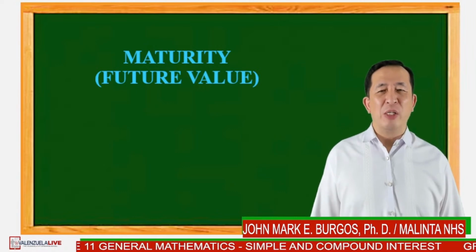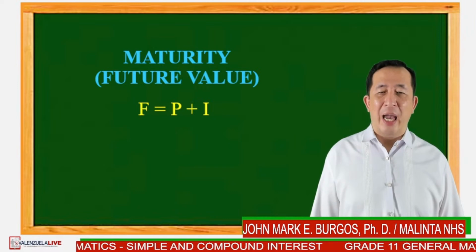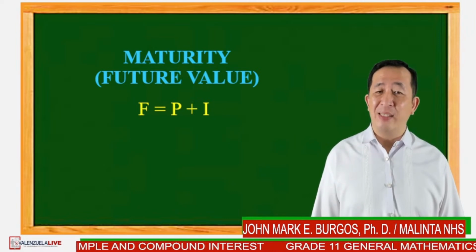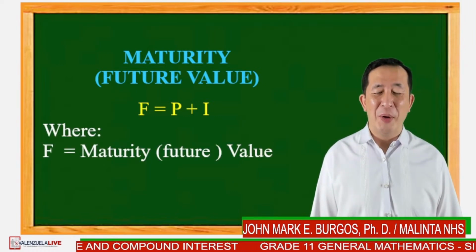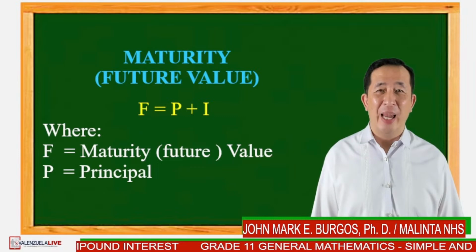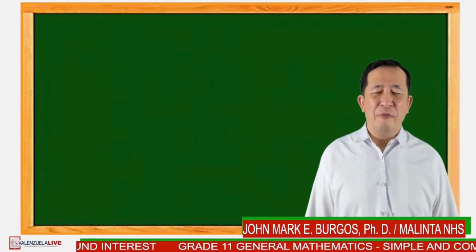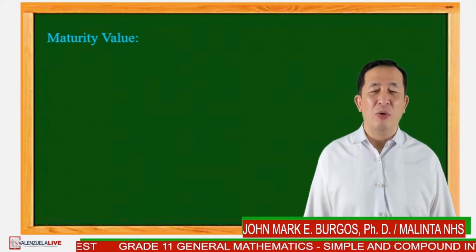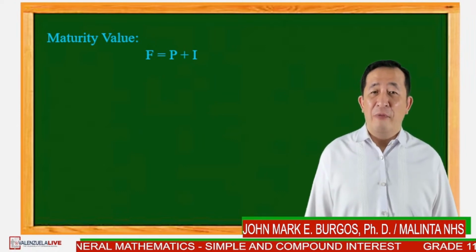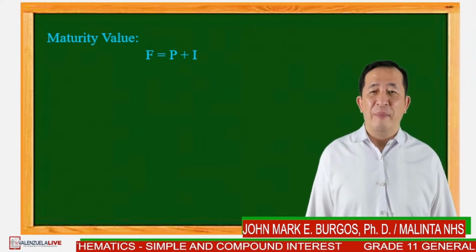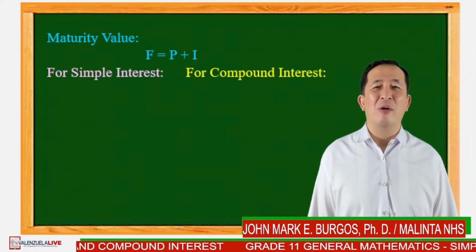To compute for the maturity or future value, we will use the formula F is equal to P plus I, where F is the maturity or future value, P is the principal, and I is the interest. Since the formula for the maturity value is F is equal to P plus I, from here, we can derive the maturity value for the simple interest and the compound interest.